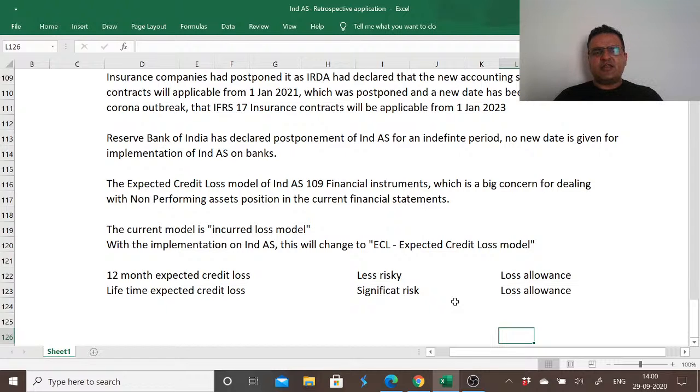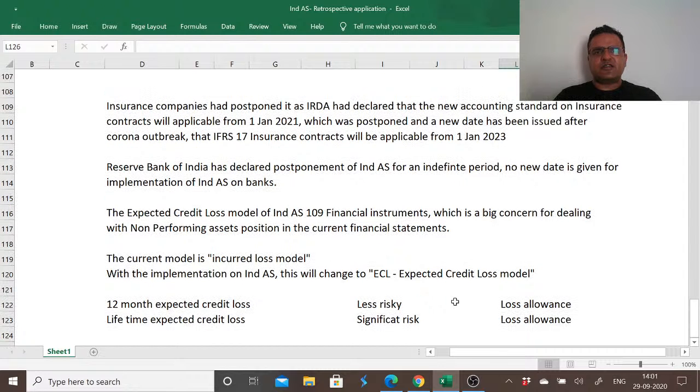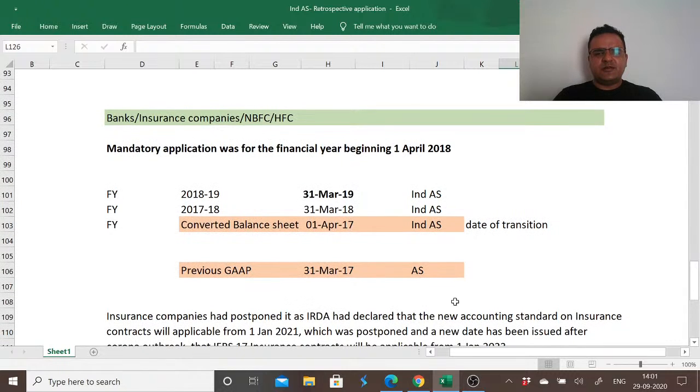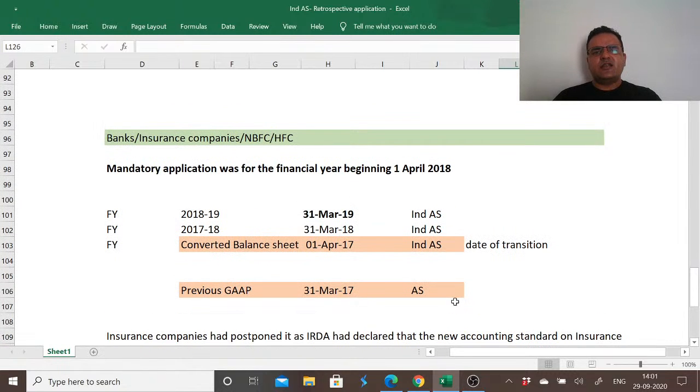And when an entity is applying Ind AS for the first time, they are applying the change retrospectively. So I hope the effect of retrospective application is clear: whenever we change the GAAP for the first time, we need to present three balance sheets: one current year balance sheet, one comparative balance sheet, and one more additional balance sheet of the beginning of the earliest period presented. This is the converted, corrected balance sheet, which is the balance sheet with the changed accounting policy.